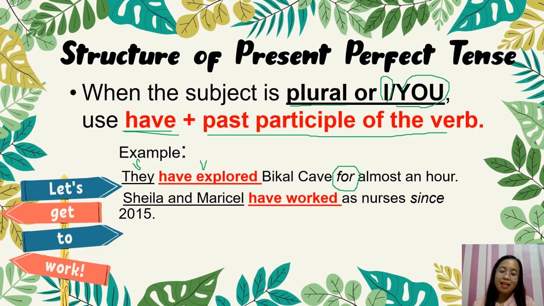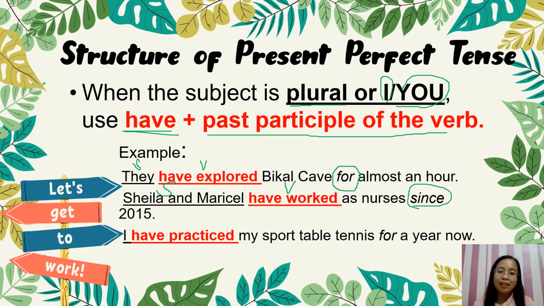Diba? Next, Sheila and Maricel have worked as nurses since 2015. And si Sheila and Maricel, yan yung subject natin. And the verb is have worked. Okay? And then, we use the expression or the conjunction since. Ano ba? Next example. I have practiced my sport table tennis for a year now.